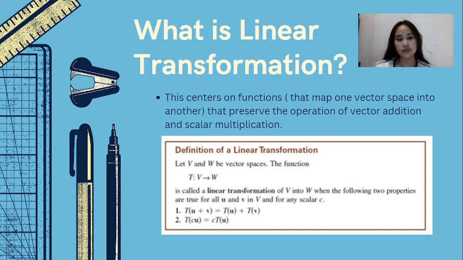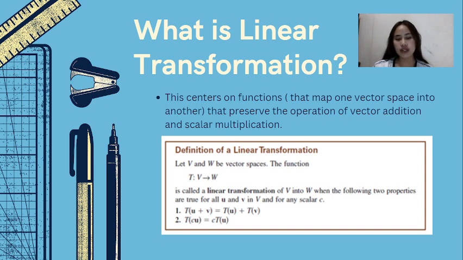So, we have here two properties para masatisfy kung linear transformation ba siya. One is vector addition and two is scalar multiplication. One, vector addition: T(u + v) = T(u) + T(v). This property states that the transformation of the sum of two vectors is equal to the sum of the transformations of the individual vectors. In other words, the function preserves vector addition. So, may example tayo dyan mamaya sa next slide.